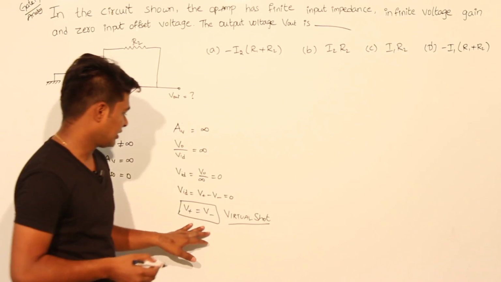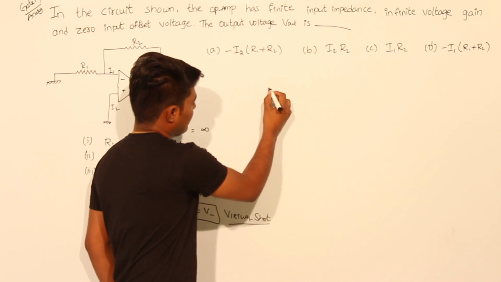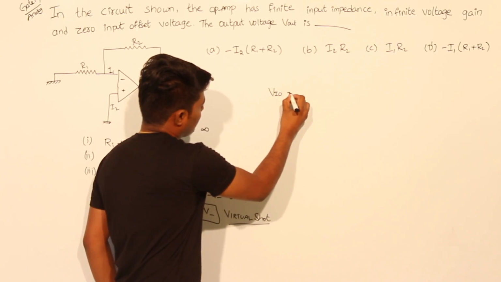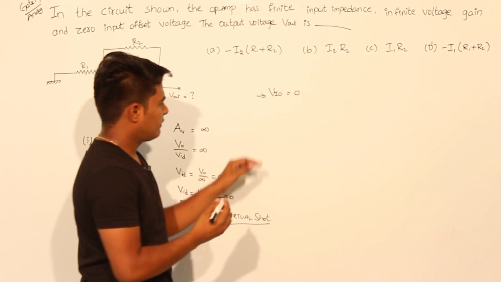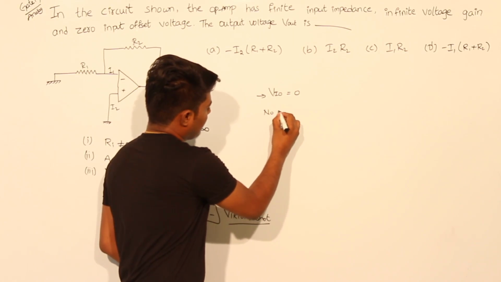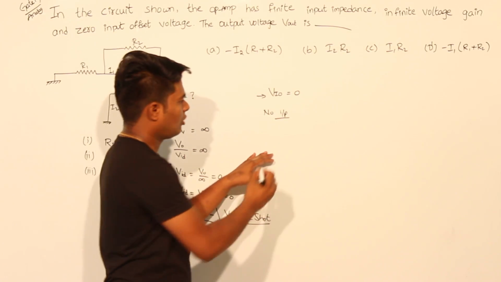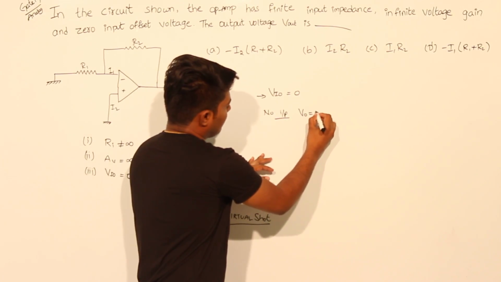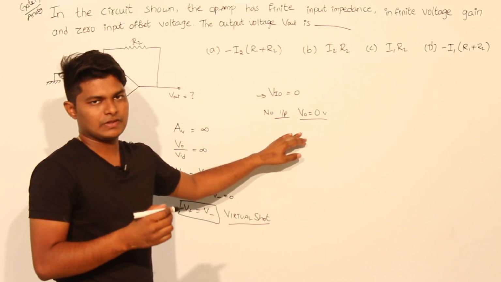Then we'll move forward to Vio equal to 0. They are saying that zero input offset voltage. Whenever no input voltage is applied, obviously the output will be 0. Vo will be 0 volts. Okay, this is the meaning of zero input offset voltage.